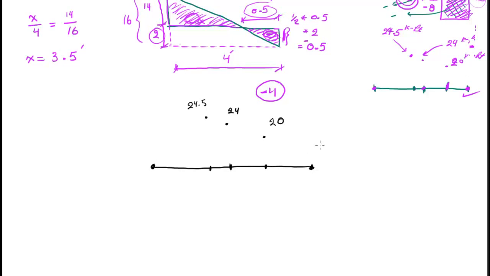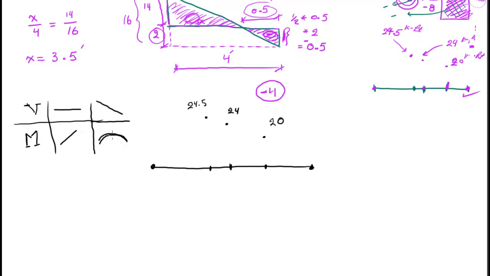Here's the rule. It all depends on the shear diagram, and this is the moment diagram. If your shear diagram was a straight horizontal line, your moment should be a straight line going up or down. If the shear diagram was going down and up, your moment diagram should be parabolic.